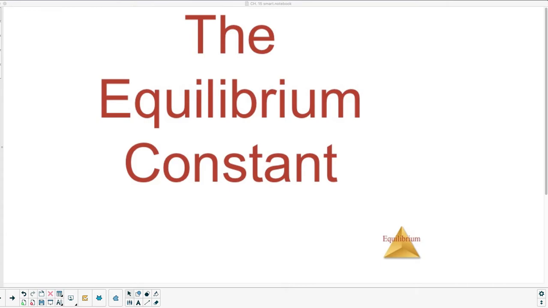This is 15.1, 15.2 notes. So let's get started. Chapter 15 is about equilibrium, which is related to rate, chapter 14. So let's take a look at what information we have here.